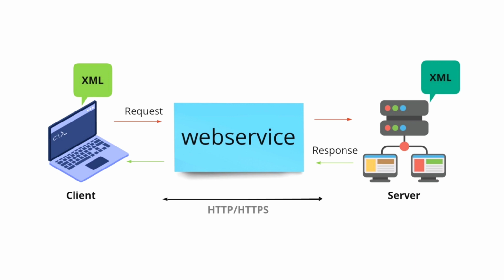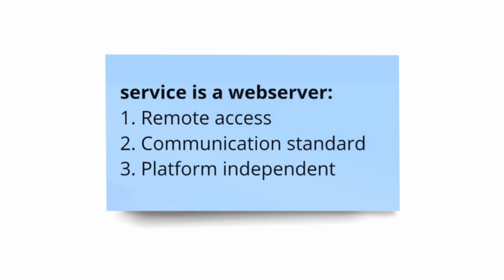Now let's understand what all things are required to say if a certain service is a web service. First is remote access. This means if we can access a service remotely, maybe with the help of the internet, then it's a web service. And this indicates that an internet connection is required for a web service.